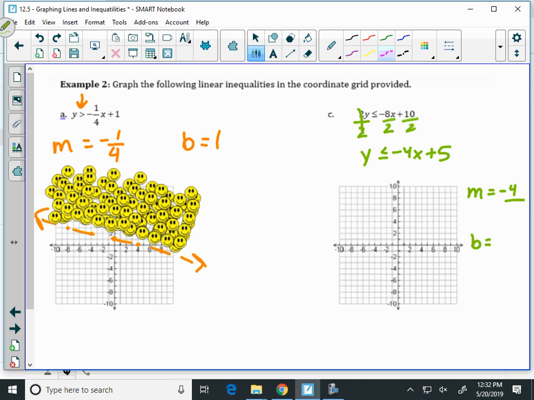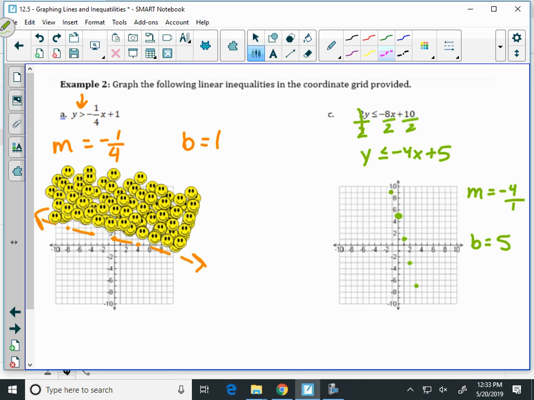And what's the whole number? We put it over 1. And then my B is 5, the number in the back. So start on the y-axis. Go down 1, right 4. Down 4, right 1. Down 4, right 1. And then go up 4.